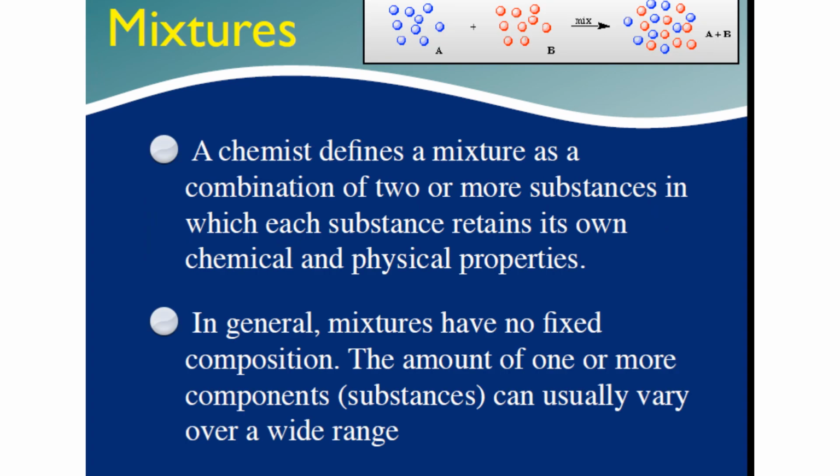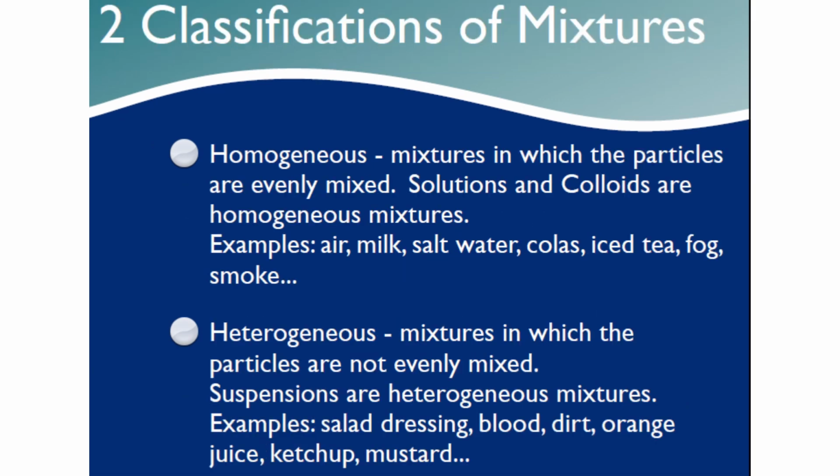Mixtures. A chemist defines a mixture as a combination of 2 or more substances in which each substance retains its own chemical and physical properties. In general, mixtures have no fixed composition. The amount of 1 or more components can usually vary over a wide range. Mixtures can be easily separated.